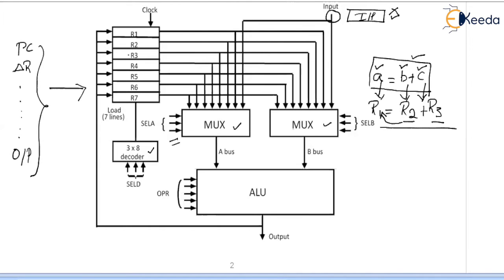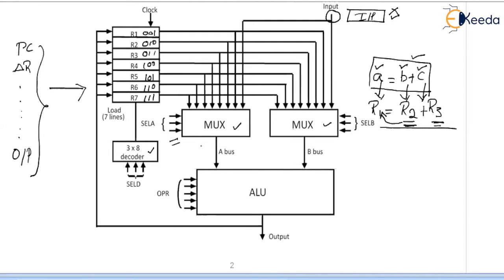Right from 001, let us say R1 is 001 because this is the first register. This is the second register. This is the third register. This is the fourth register. This is the fifth register. This is the sixth register. This is the seventh register. So now selection A must select the second register. Register 2 must be selected as the first operand. Register 3 must be selected as the second operand.